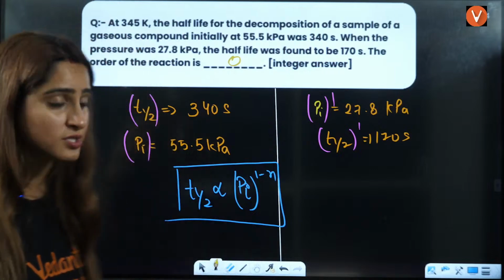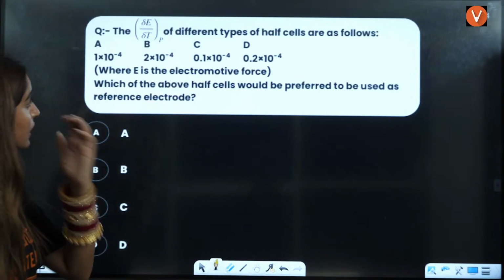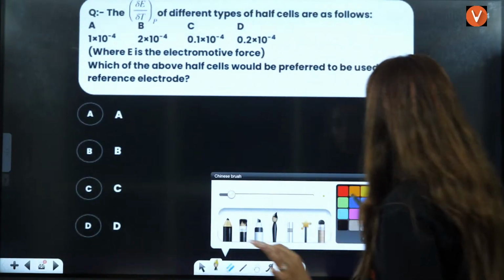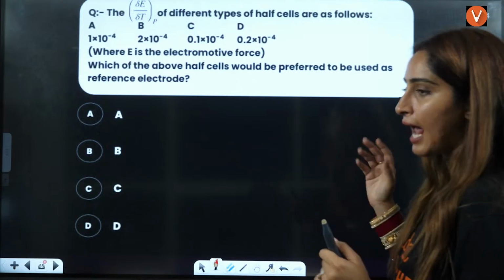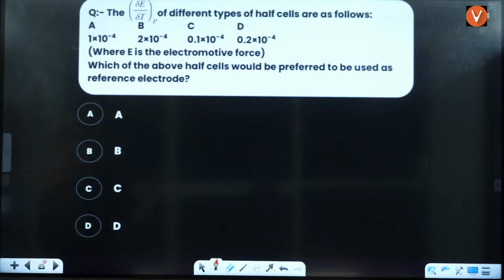Integer based questions these are. Next is, if you see the delta E by delta T at constant pressure of different types of half cells are as follows. So what is going to be the correct answer? Everybody let me know in the comment section what is going to be the correct answer.